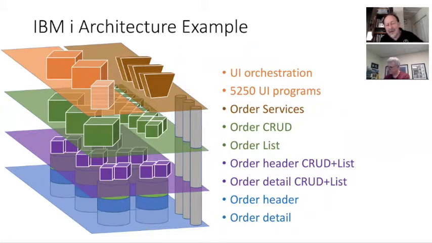In the database access layer, we would have the order header CRUD and the order header list. Then you would have the order detail CRUD and the order detail list. So the database access layer is representing the tables. And then the business processes layer would be looking at them as an order.